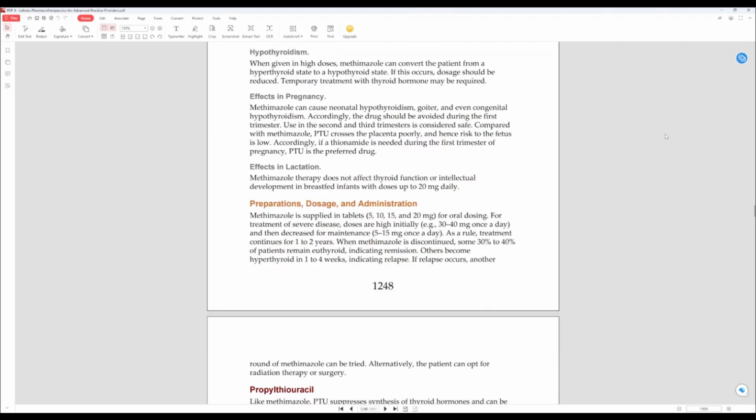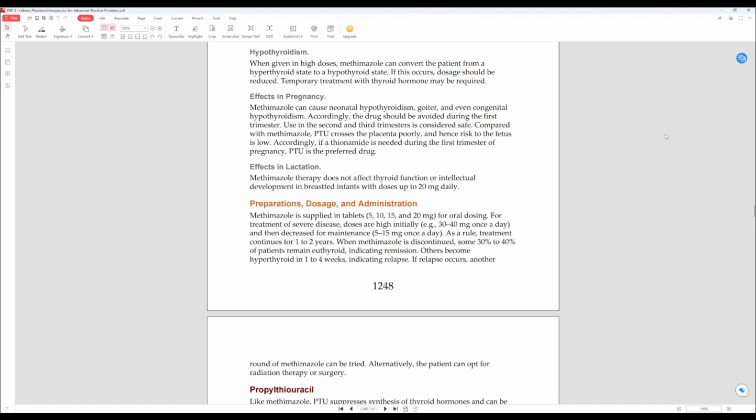So, its effects in pregnancy. Methimazole can cause neonatal hypothyroidism, goiter, and even congenital hypothyroidism. Accordingly, the drug should be avoided during the first trimester. Use in the second and third trimester is considered safe compared with the first. PTU crosses the placenta poorly, and hence risk to the fetus is low. Accordingly, if a thionamide is needed during the first trimester of pregnancy, PTU is the preferred drug.